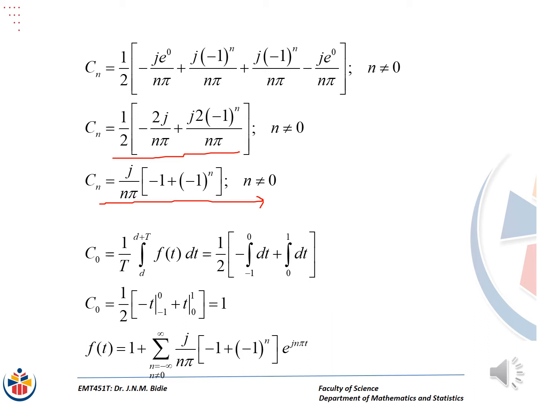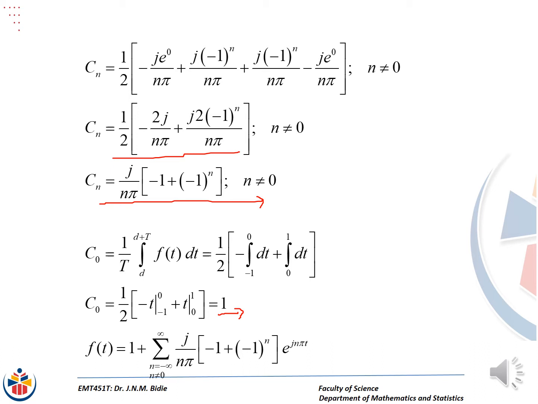Our f of t is minus 1 between negative 1 and 0, and positive 1 between 0 and 1. Then we do the integration. We'll get negative t in the first one and positive t in the last one. But remember, the limits are not the same. Substitute the upper limit first minus the lower limit, and substitute the upper limit first and then the lower limit last. And please check to see whether one is the correct answer.